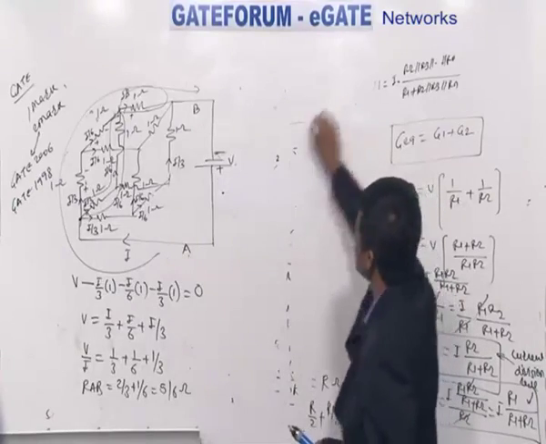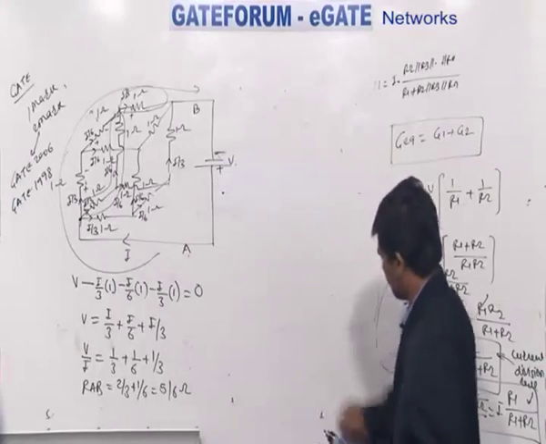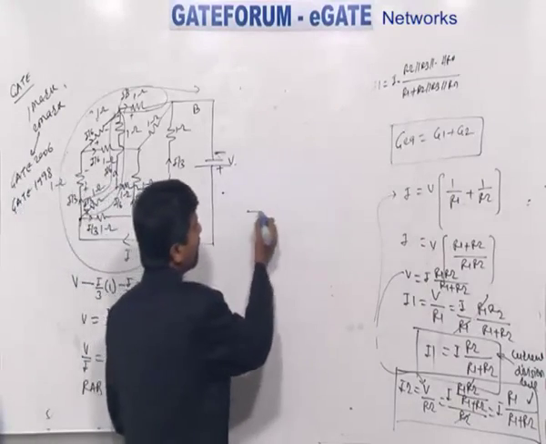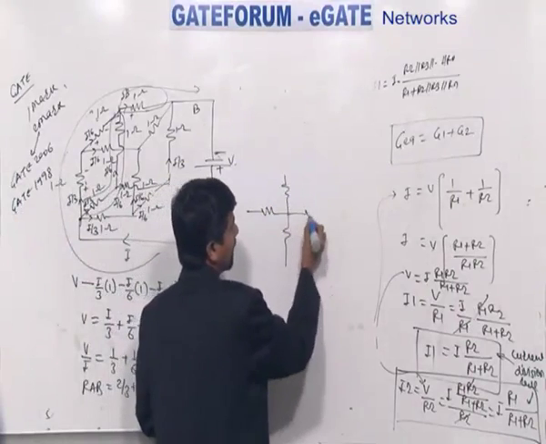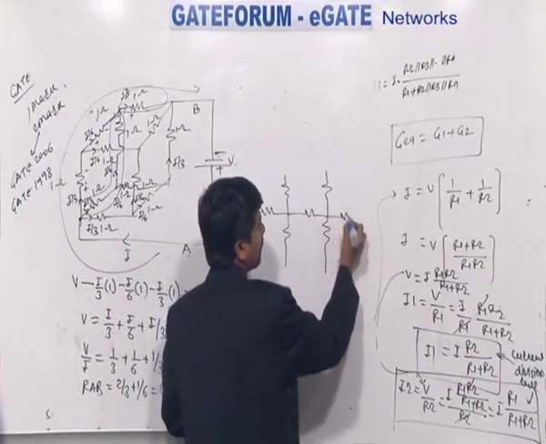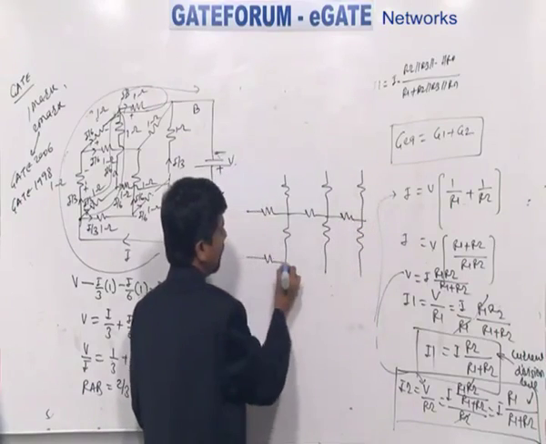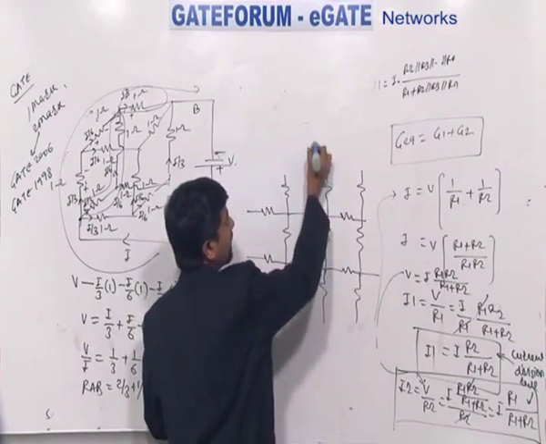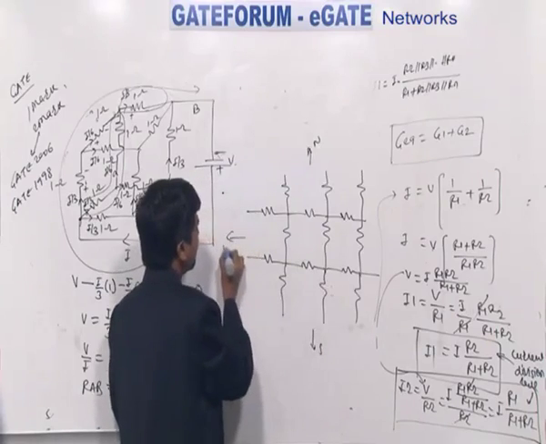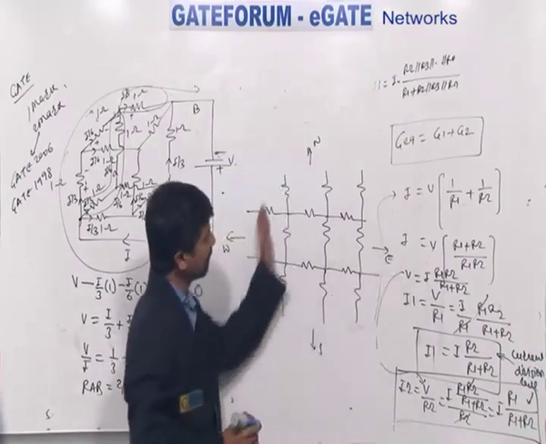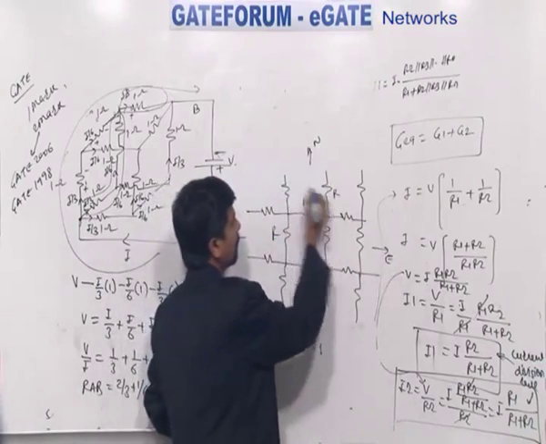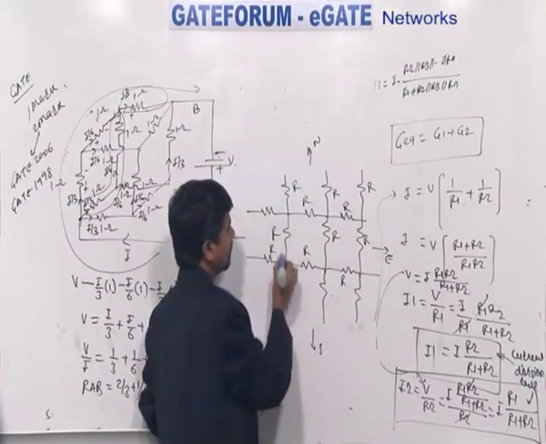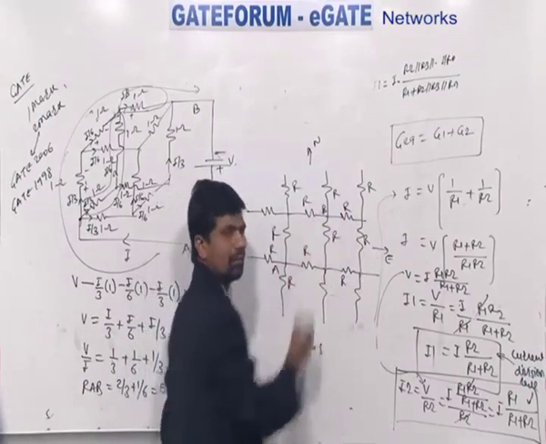Now there are a couple of questions which are based on infinite plane. Now if a number of resistors are connected in an infinite plane in this fashion, extended in north direction, south direction, west direction and east direction, where all resistor values are the same, R ohm. Now suppose I want to find out the resistance between point A and B.